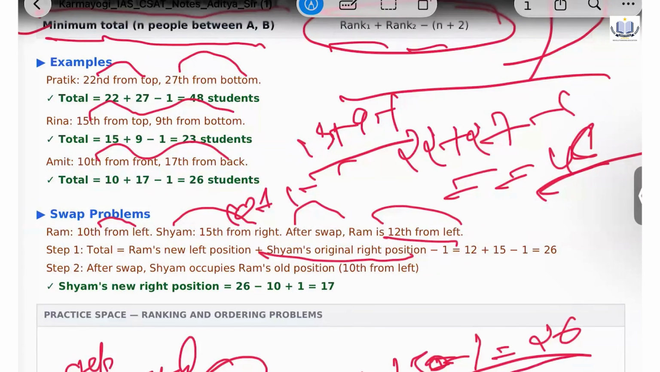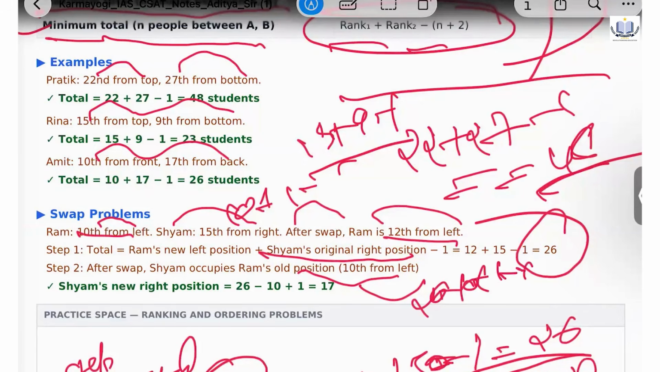Now, after swap, Shyam occupies Ram's old position, that is 10th from the left. So Shyam's new right position will be 26 minus 10 plus 1. ये फॉर्मूला है, राइट. करना क्या है कि टोटल नंबर निकालने के लिए फर्स्ट ऑफ ऑल Ram's new left position that is 12, new position whatever will be there, and Shyam's original right position minus 1 से टोटल नंबर आ जाएगा. After swap, Shyam occupies Ram's old position that is 10th from the left. Total number we know, so 26 minus 10 plus 1 equal to 17. Okay. So Shyam's new right position is 17.